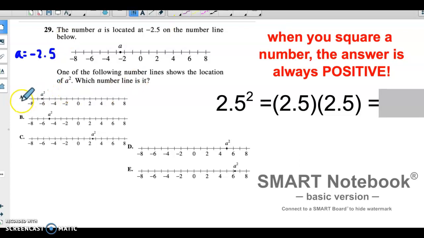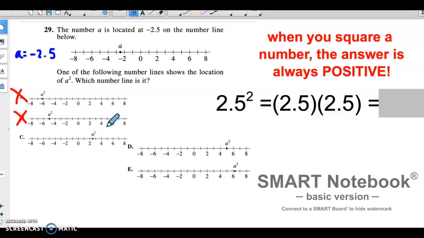If we look at option A here, they have a squared at negative 6. So that's not right because we know that a squared is going to be a positive number. Letter B has a squared at negative 5. Again, that's not right because we know a squared is going to be a positive value. So just from that, we've narrowed it down. We know it's not A and it's not B.